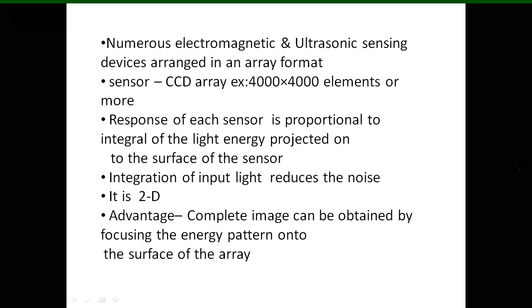Here there will be numerous electromagnetic and ultrasonic sensing devices arranged in array format. If you are taking the sensor, the CCD array is taken as 4000 by 4000 elements or more. CCD means charge coupled devices. The response of each sensor is proportional to the integral of the light energy projected on the surface of the sensor.